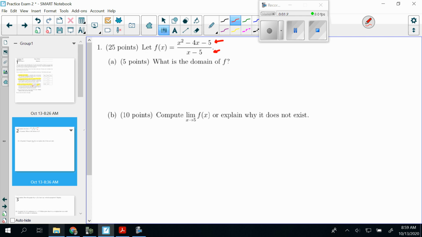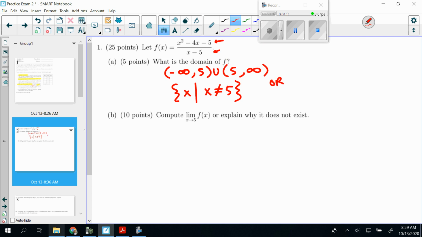So you could write that as that interval notation, similar to this, with a union. That would have been full credit. Or you could have written that other notation where it's all x where x can't equal 5. They would have accepted either one of those, and it was for 5 points.